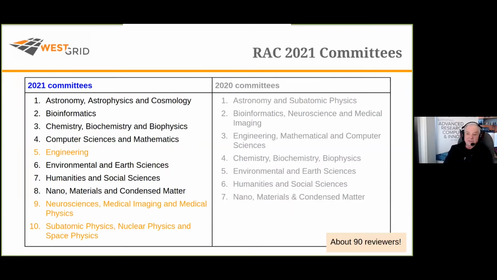Here are the committees. We used to have 7, we've got 10 of them now, and in particular engineering, neurosciences, medical imaging, medical physics, and subatomic physics are set up as separate committees to handle theirs. Overall, I think Compute Canada now has about 90 reviewers, so it's a big effort.